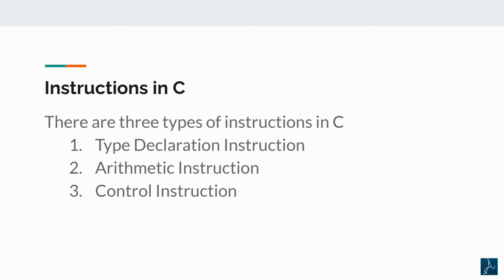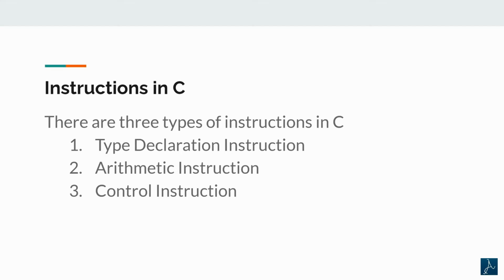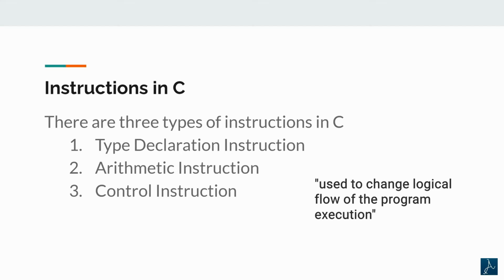Type declaration instructions are used for declaring variable data types. Arithmetic instructions are used to instruct C to perform arithmetic operations like addition, subtraction, multiplication, etc. Control instructions are used to change the logical flow of program execution.